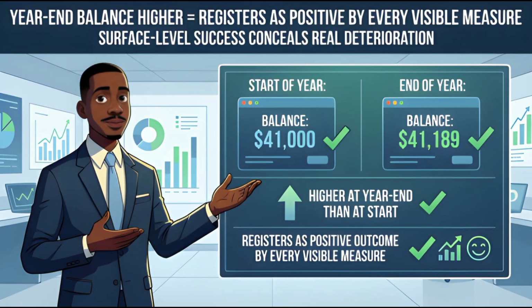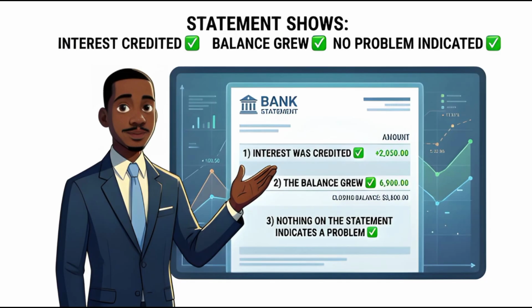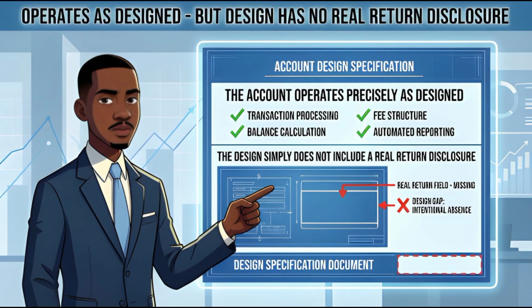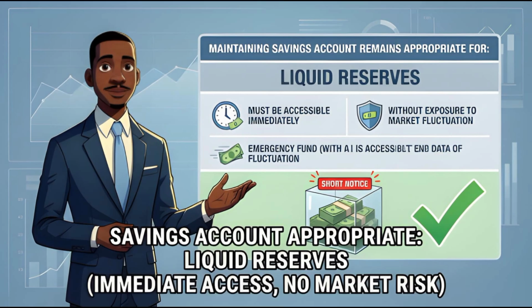The third component is the purchasing power illusion. A savings account balance that is higher at year-end than at the start of the year registers as a positive outcome by every visible measure. Interest was credited. The balance grew. Nothing on the statement indicates a problem. The real return figure, the actual change in purchasing power, is not reported, displayed, or flagged by the institution. The account operates precisely as designed. The design simply does not include a real return disclosure. Maintaining a savings account remains appropriate for liquid reserves, funds that must be accessible immediately without exposure to market fluctuation.